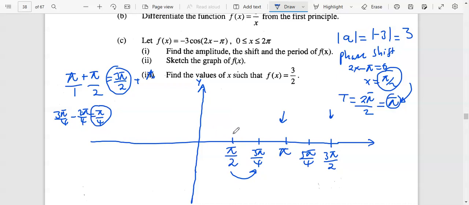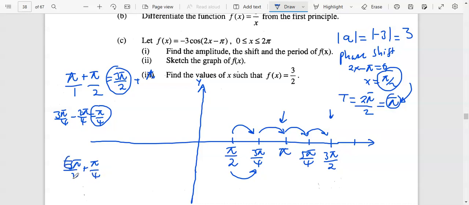Meaning that each quarter is pi over 4. If I have pi over 2, for me to go to this one, I'm adding pi over 4. For me to go to this one, I'm adding pi over 4. For me to go to this one, I'm adding pi over 4. To go here, I'm adding pi over 4. So to go to another half here, I'm supposed to add pi over 4. So let's add 3 pi over 2 plus pi over 4.